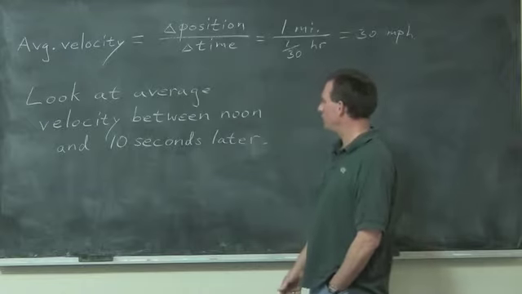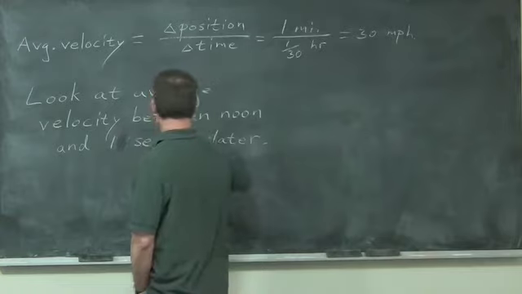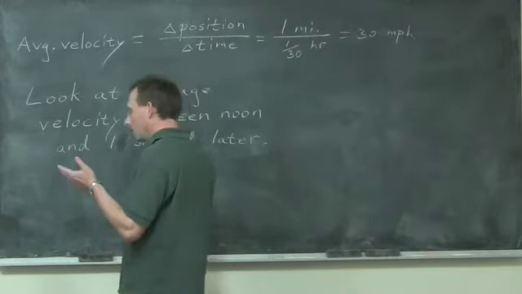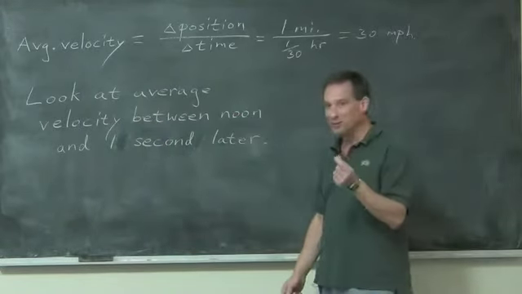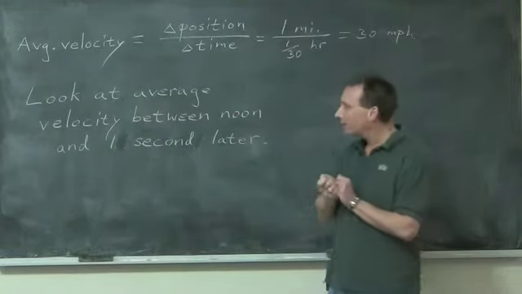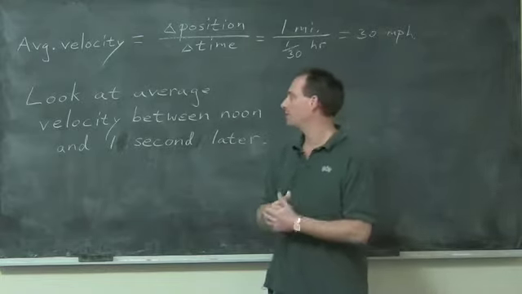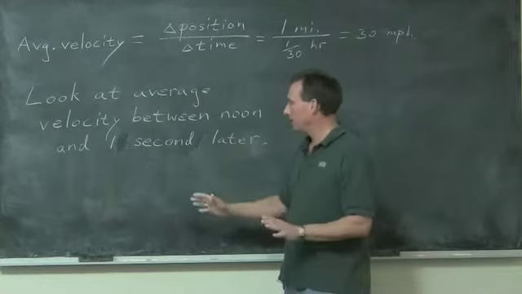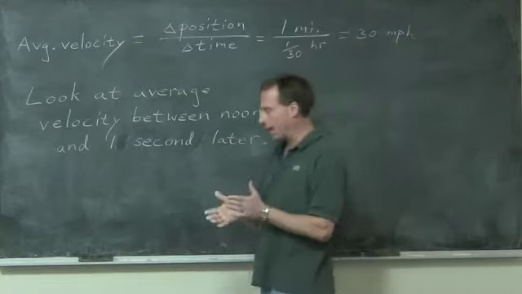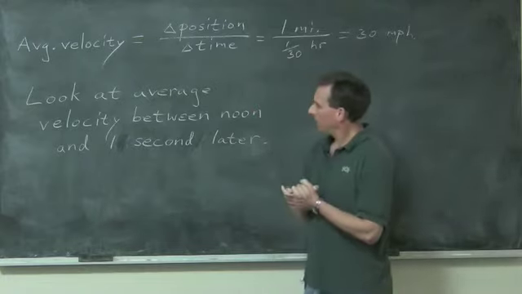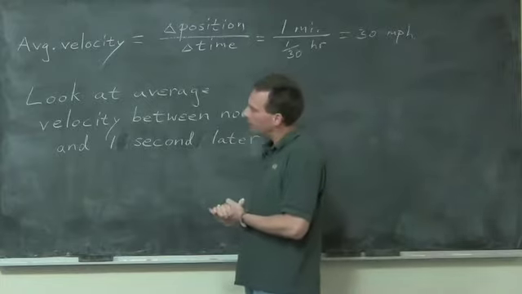So, well, how do you do that? Well, don't take 10 seconds. How about 1 second later? All right. If we take the average velocity of the car between noon and noon plus 1 second, do we believe that that would be a good approximation to the actual velocity of the car at noon? Pretending for the moment that we can actually measure the change in position in 1 second accurately. That might be a good approximation to the velocity at noon.